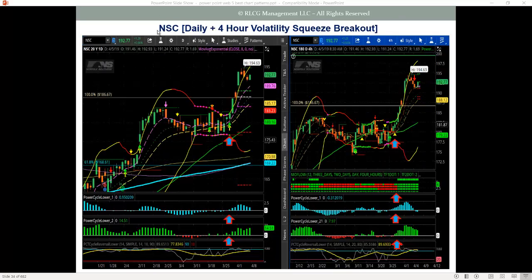Now here's another example. This is NSC, the stock, Norfolk Southern Rail, and this is a daily time frame, and on the right is a 4-hour. So here you can see that the dots, that's indicating that this is in a squeeze, and then on the 4-hour it's in a squeeze. So when you have multiple time frames, this gives a really potential powerful breakout. So you can see here it had a really strong price push to the upside.